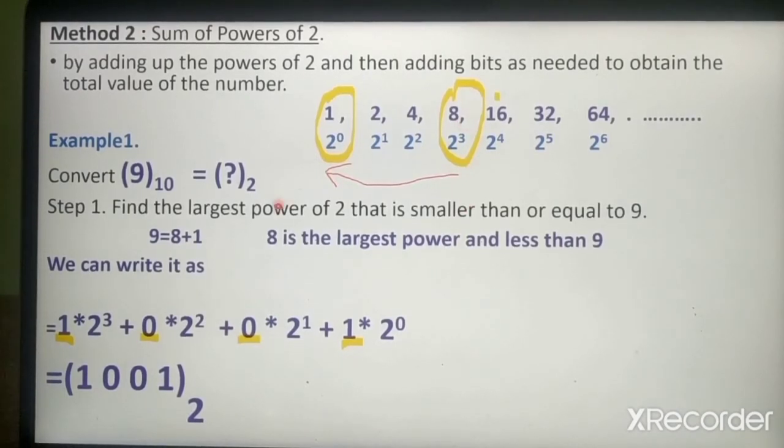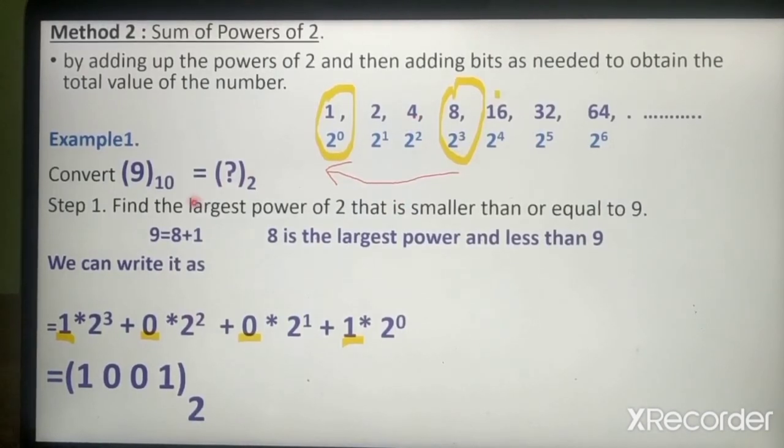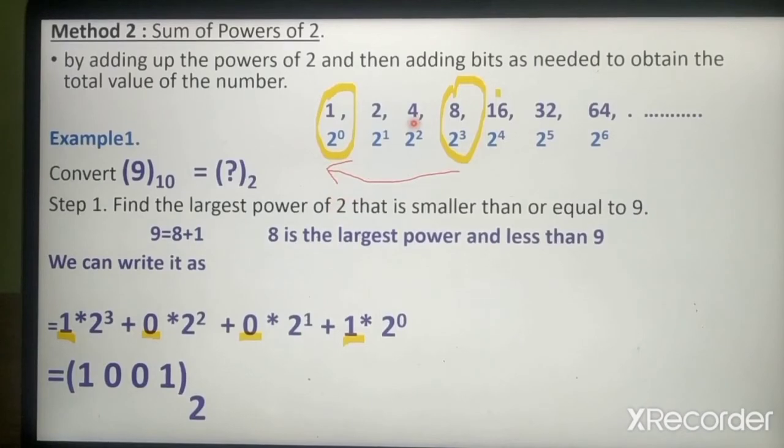Here check whether 8 is there or not. 8 is there. If the number is there, you have to write 1: 1 into 2 to the power 3. Next check 4. Is 4 there or not? Check from right to left. If the number is there, you have to write 1, else it is 0.